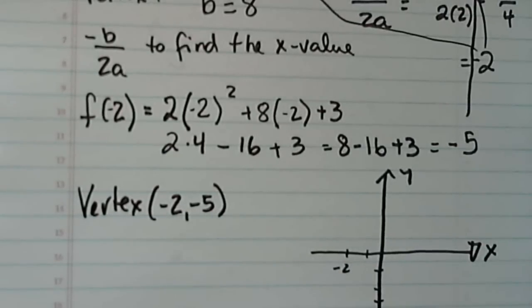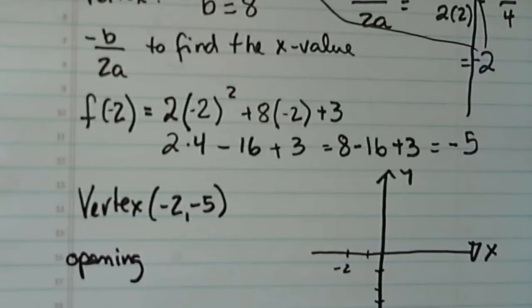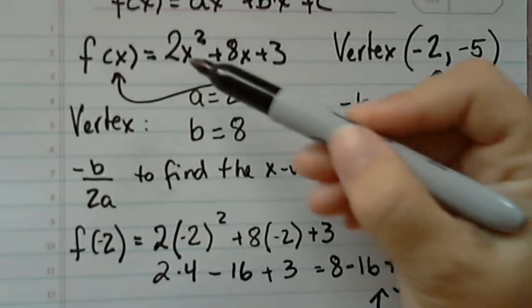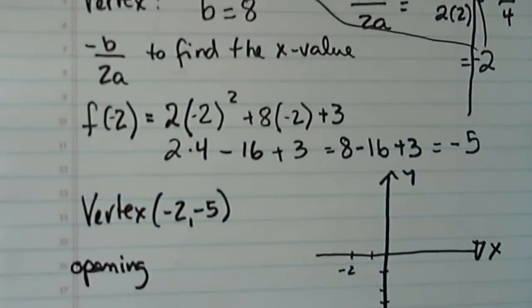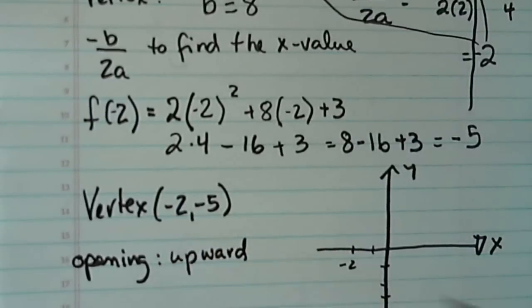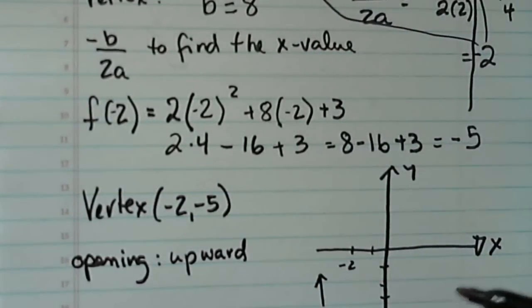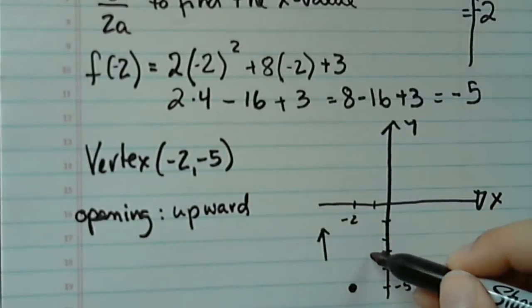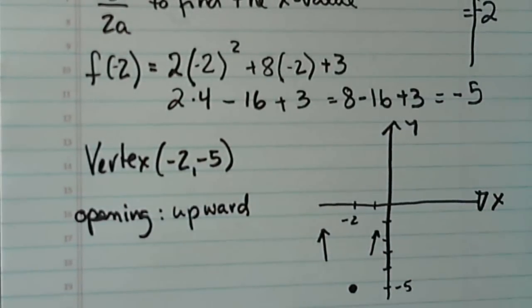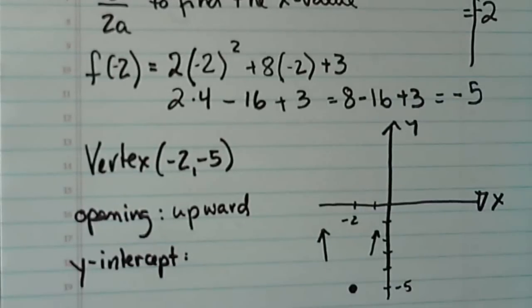Okay, now, in order to graph this a little more, I need to know what the opening is. And since my leading coefficient is positive, the opening is upward. Okay, so it looks like it's going just like that, and on the other side, upward. Now, what is the y-intercept? I'm going to use the y-intercept to actually graph this a little bit better.